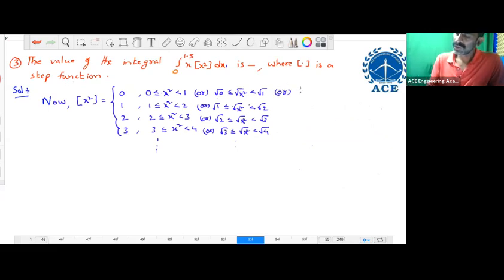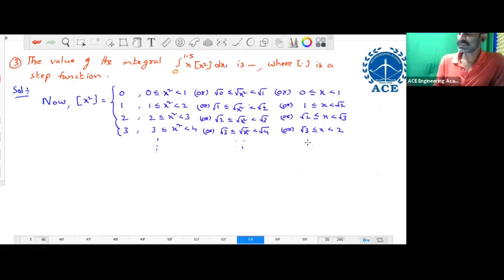Root of 0 is 0. So 0 less than or equal to root of x square, which is x, less than 1. Or 1 less than or equal to x less than root 2. Or root 2 less than or equal to x less than root 3. Or root 3 less than or equal to x less than root 4, and root 4 is 2, and so on like this. But the upper limit of the given integral is 1.5 only. So we start at 0 and add the sum of integrals up to 1.5 only.